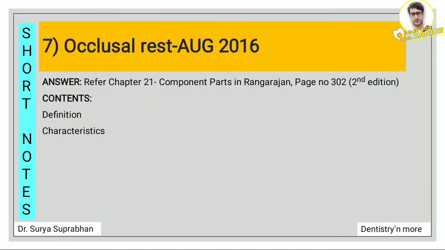Next question is occlusal rest. For this you have to refer chapter 21, component parts. Occlusal rest comes under rest and rest seats heading, and first you have to define what is occlusal rest and give the other characteristics about the occlusal rest. Also draw the diagram.